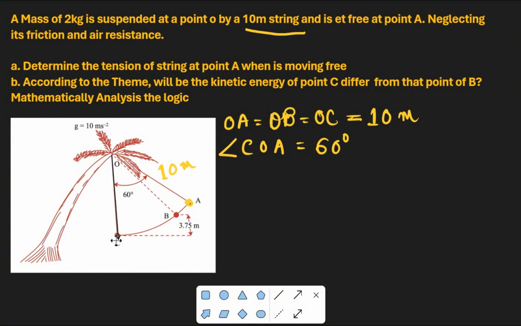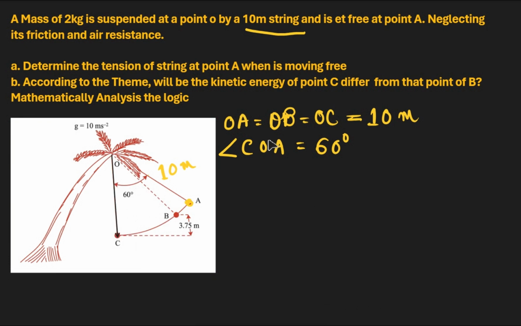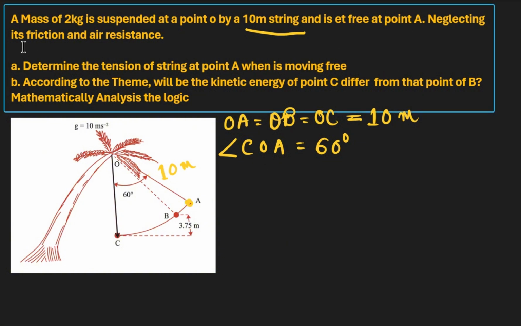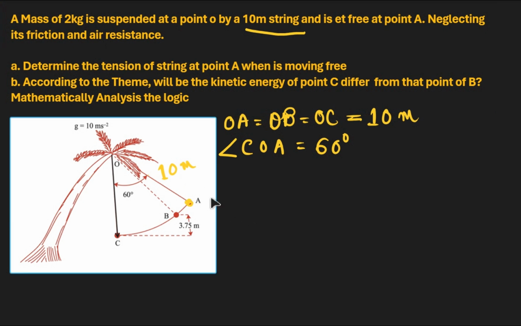So this is OC, and if it is traveling from C to B or B to C, you can see the displacement height is 3.75. This is given in the question. Anyways, the main important point is neglecting the friction and air resistance. So there is no air resistance and friction traveling from O to B, B to C.